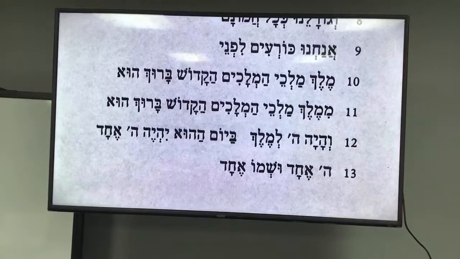Line 11. What does line 11 say? Melech. Malkei. Hamalachim. Hakadosh. Baruch Hu. Excellent. Line 11 again. Melech, malkei, hamalachim, hakadosh, baruch hu.